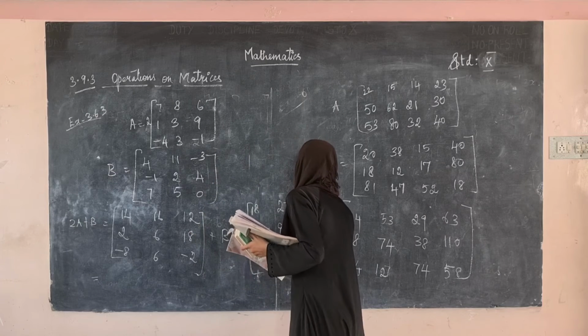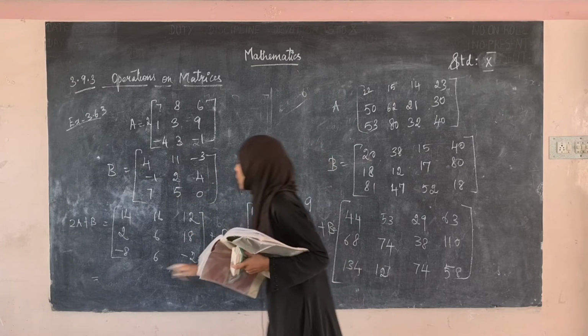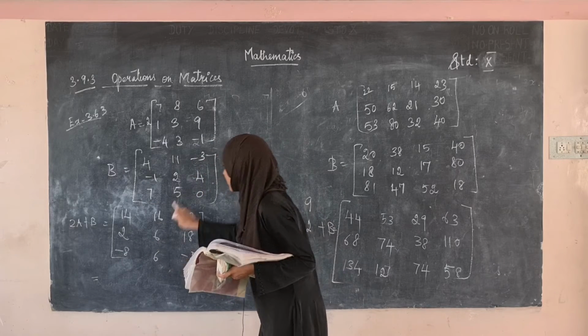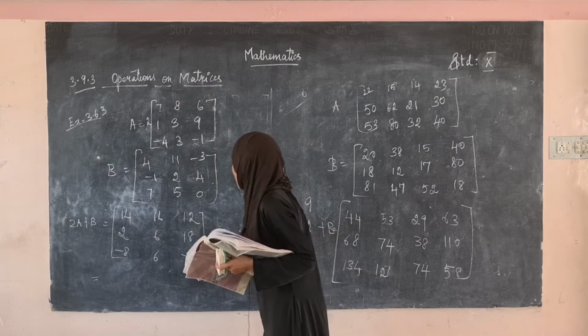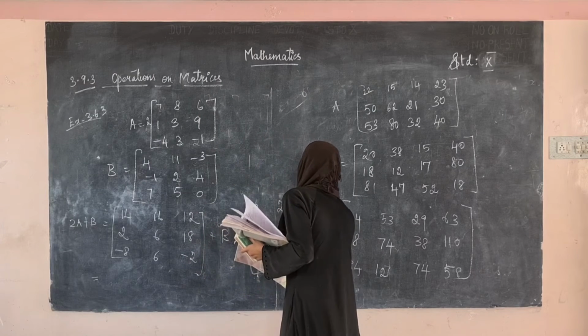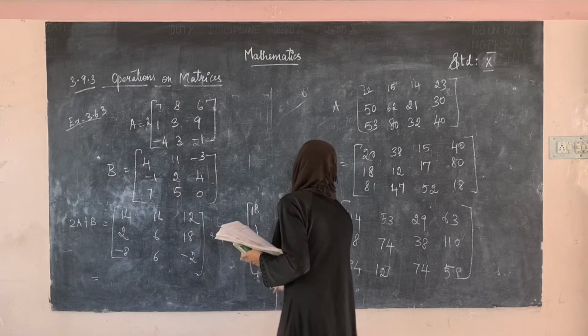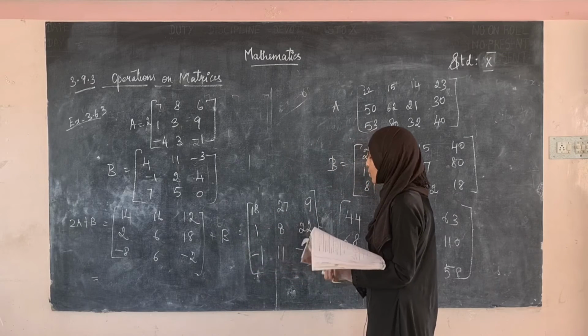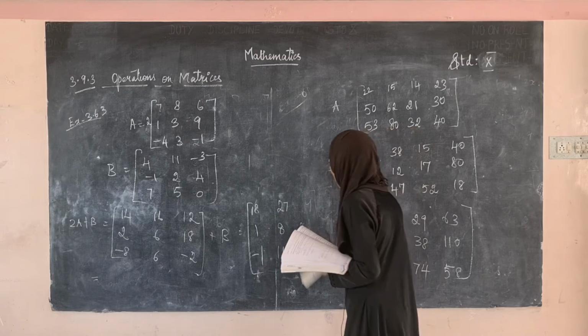18 plus 4 is 22. Minus 8 plus 7 is minus 1. 6 plus 5 is 11. Minus 2 plus 0 is minus 2. This is the answer of 2A plus B.